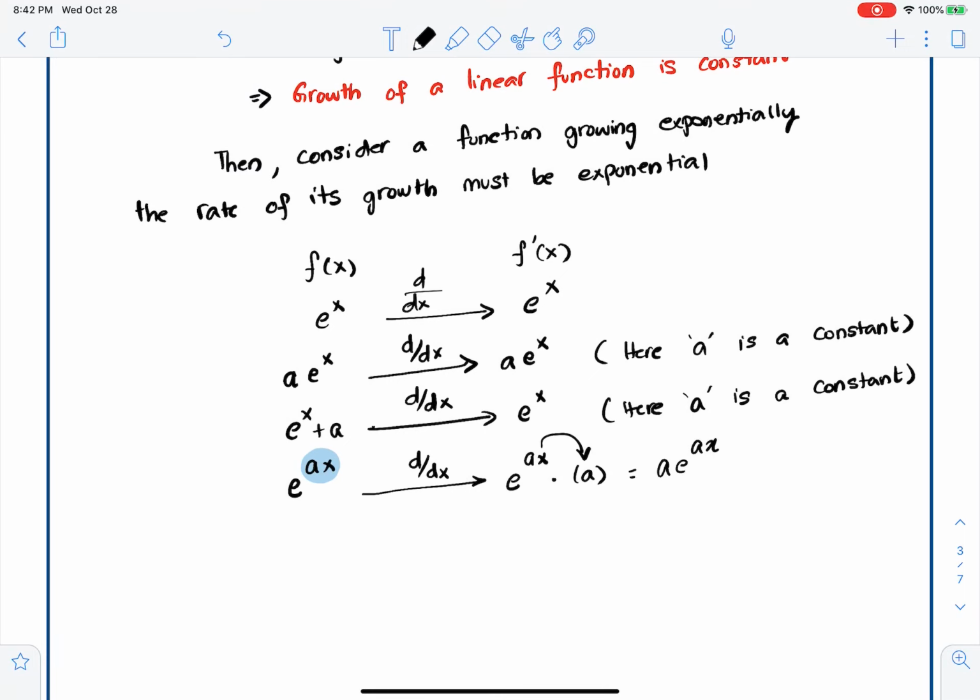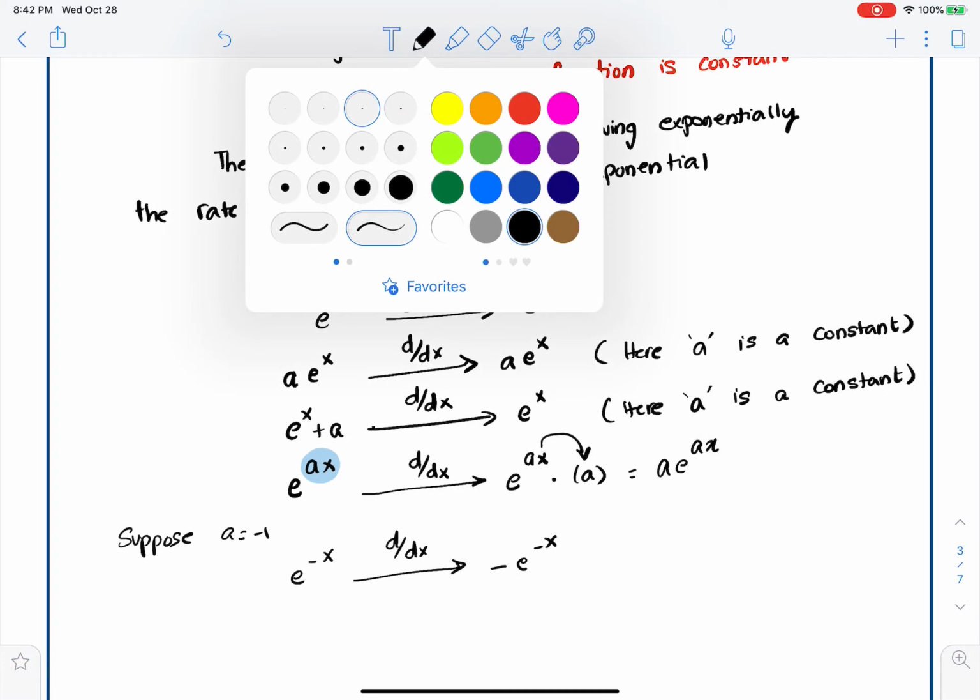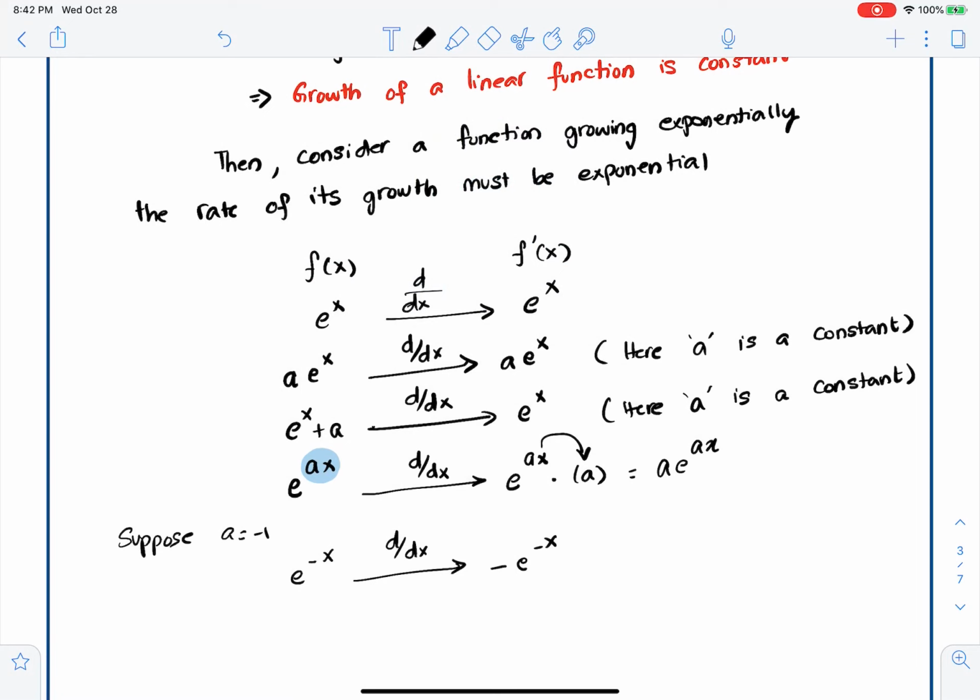A special case, the decay function. Suppose a is -1, then e raised -x. We take the derivative, we simply have negative e raised -x. So clearly, if there is growth, then we would have a positive rate of change. And if you look at the derivative here, that is positive rate of change.